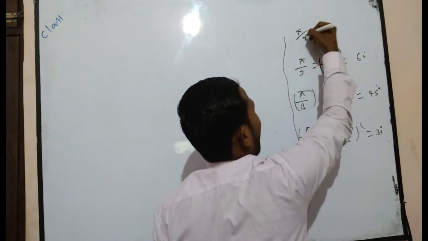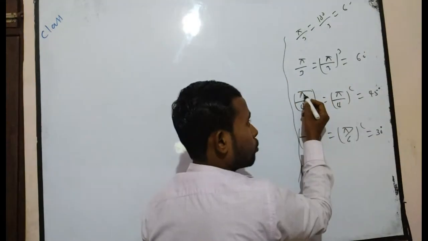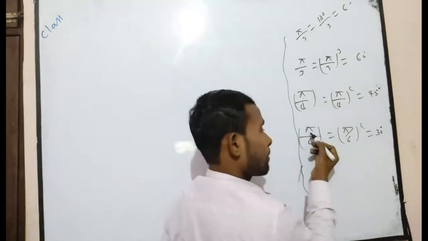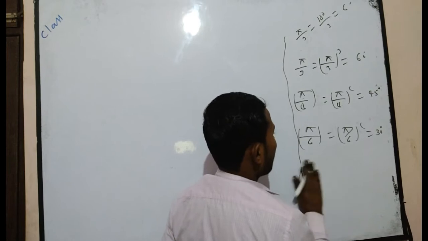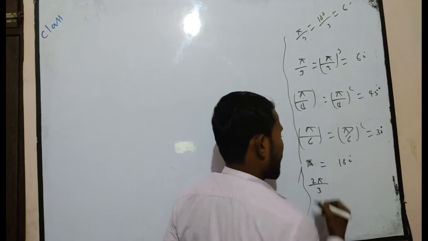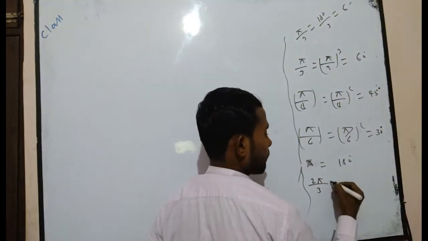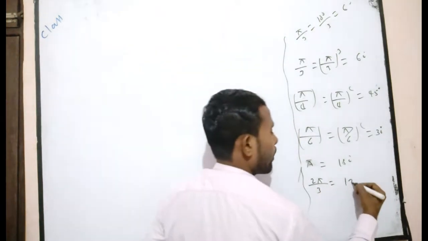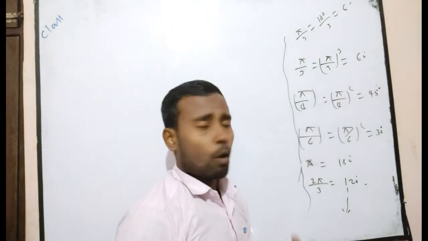Pi by 3 means pi radian is equal to 180 degree, divided by 3, that means 60 degree. Simply, pi radian is equal to 180 degree, so you can put 180 in place of pi radian. After it, 180 by 4 means 45 degree. Similarly, 180 degree divided by 6 will be 30 degree. If I take the next term, 2 pi by 3, then if you put pi radian equal to 180 degree, you get 120 degree. Similarly, for all angles you can convert radian into degree or degree into radian.